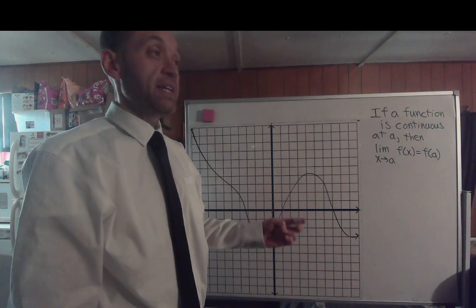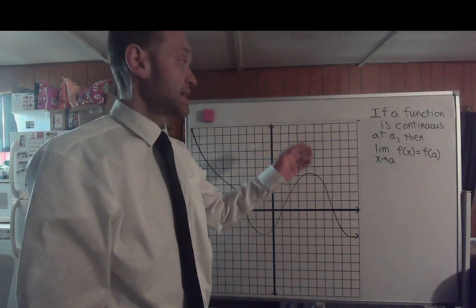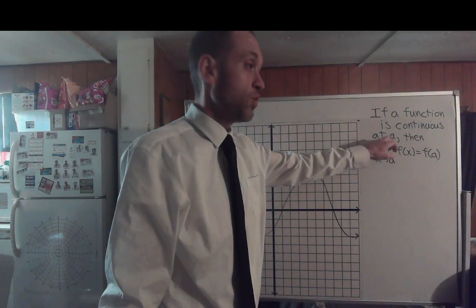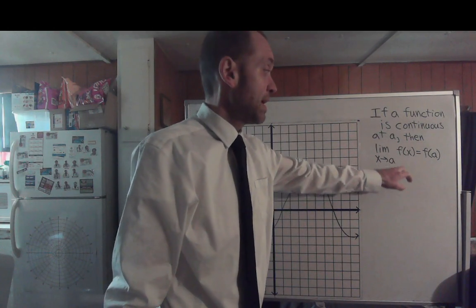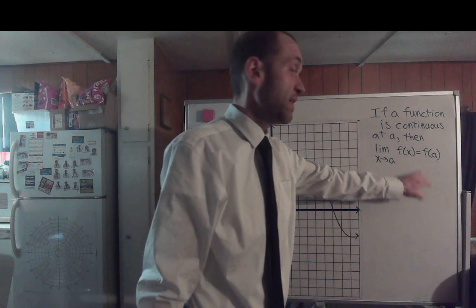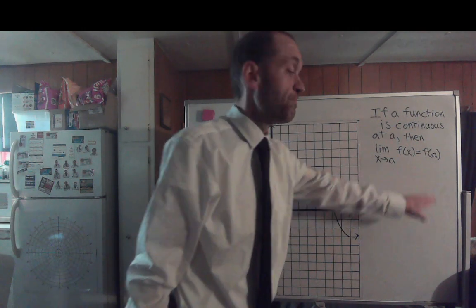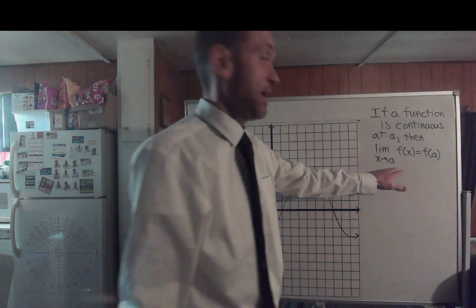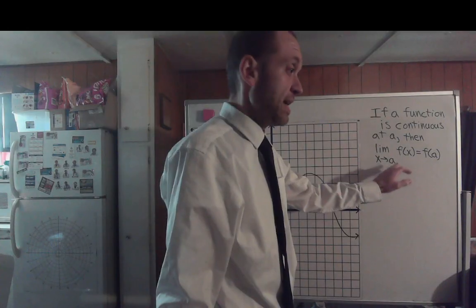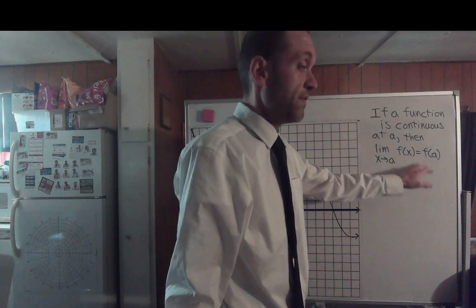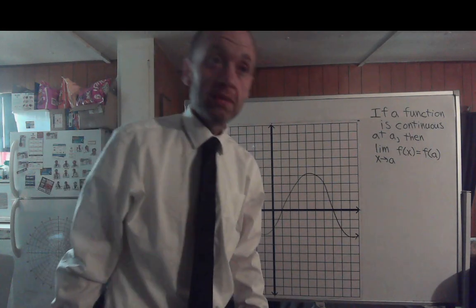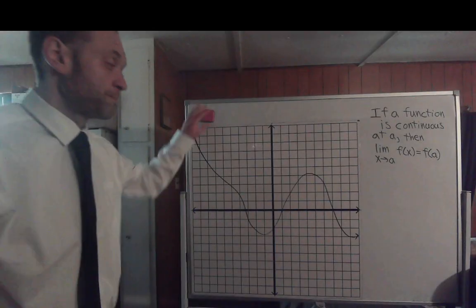And this idea when we apply it to limits is, if a function is continuous at some point a, then the limit as x approaches a of f of x equals f of a. So if the function's defined at this point a, then the limit as x approaches a of f of x equals f of a. That's where the idea of direct substitution comes in for solving limits.